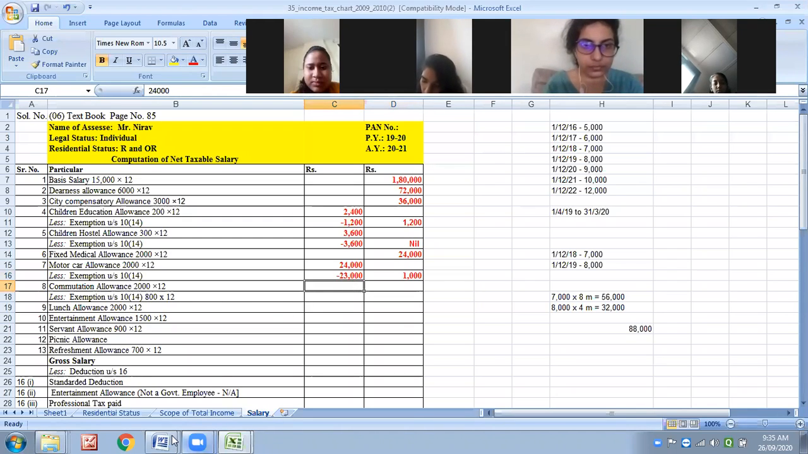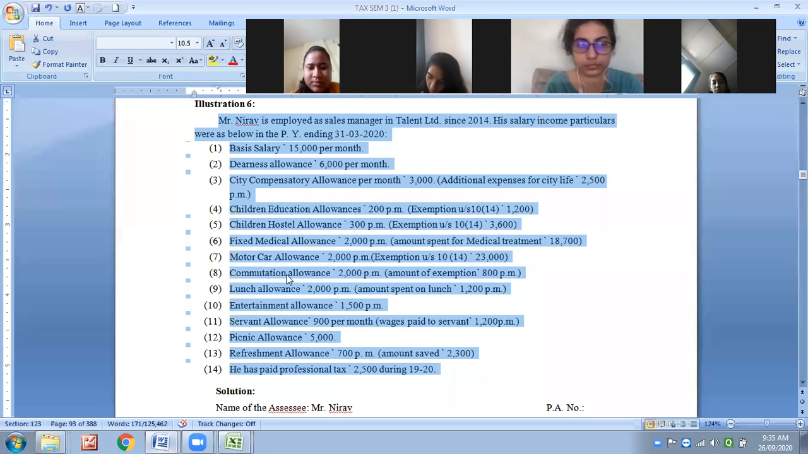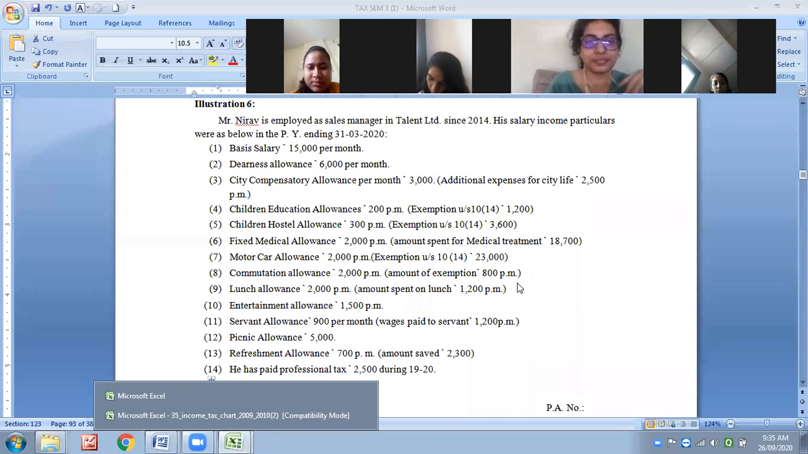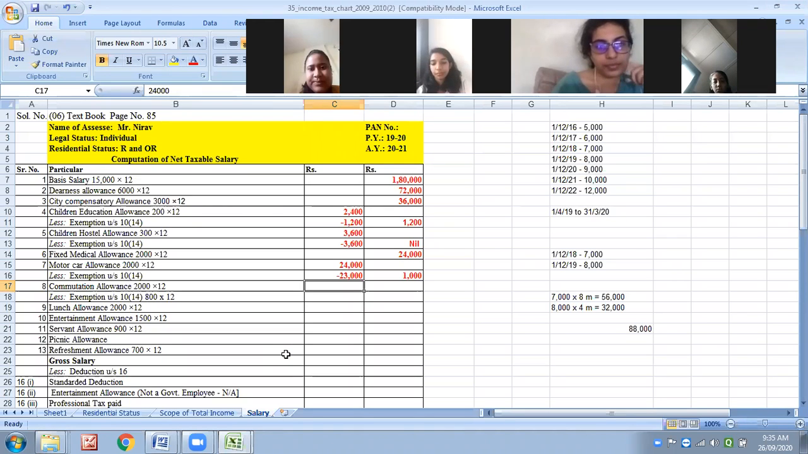Next, commutation allowance, 2,000 per month. Again, it will be 24,000. Deduction is given 800, so it will come 9,600 exemption. So taxable will be how much? Taxability will be how much? Yes, 14,400. So I'll wait for few of you to answer and then only I will disclose the answer.